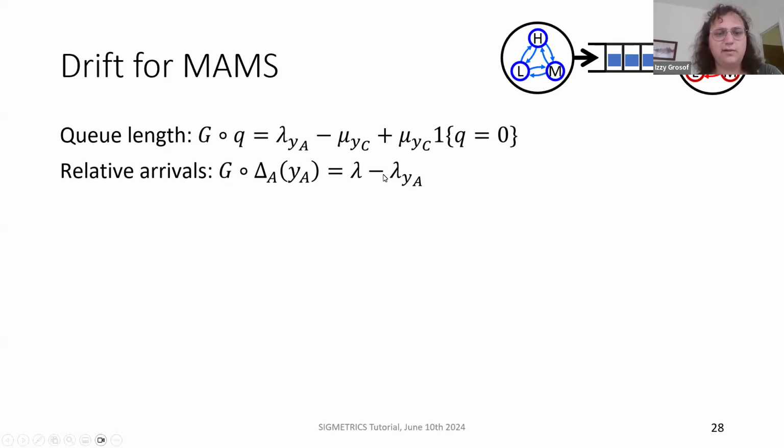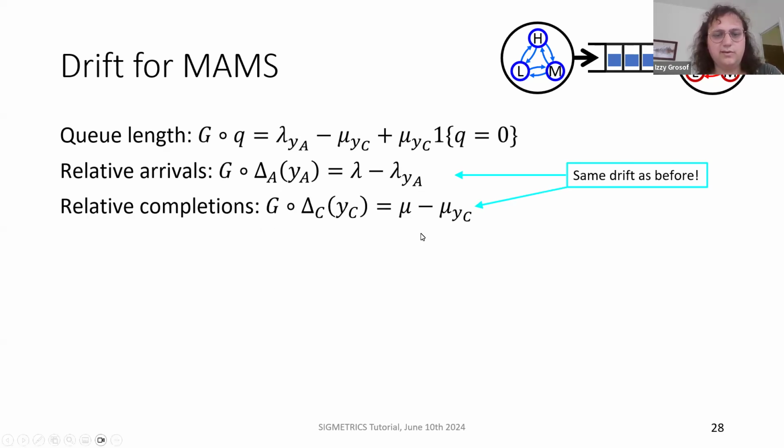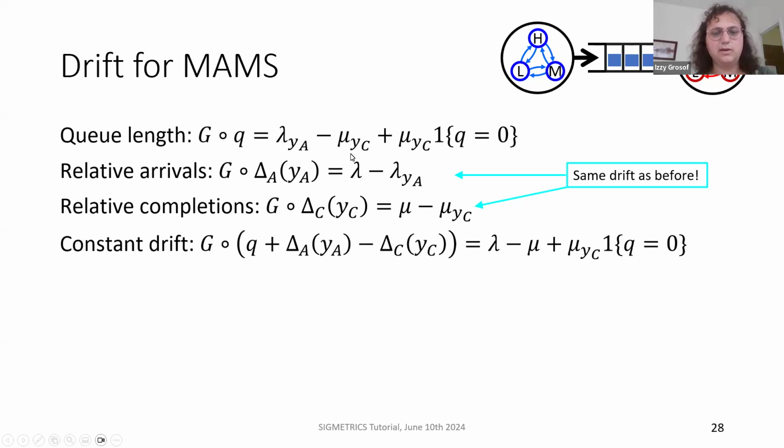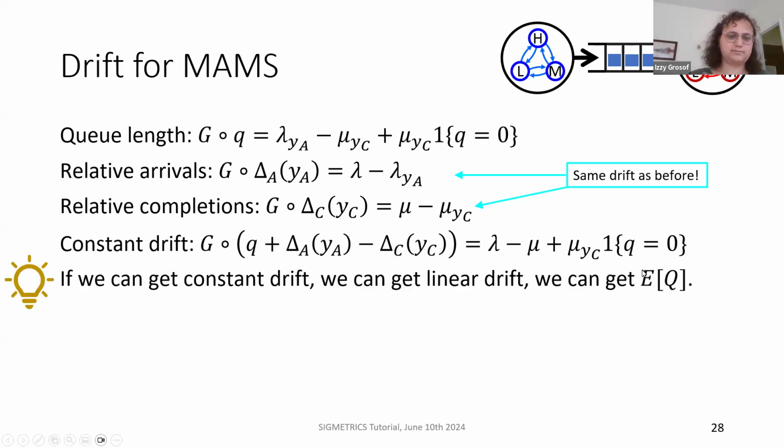Now, relative arrivals, as always, lambda minus the instantaneous arrival rate, can cancel out the lambda YA over here. And that's the same drift as before. And relative completions, just the same idea. And this mu minus mu YC can cancel out this and give us a constant drift again. And here's what that constant drift looks like. We just take our Q length, add our delta A, subtract our delta C, and we've got a constant drift up to the edge case. And so the key idea here is, remember, if we can get constant drift, we can get linear drift. If we can get linear drift, we can get mean Q length.